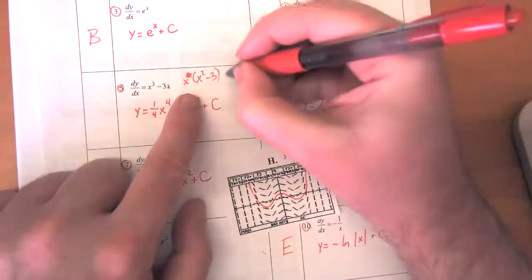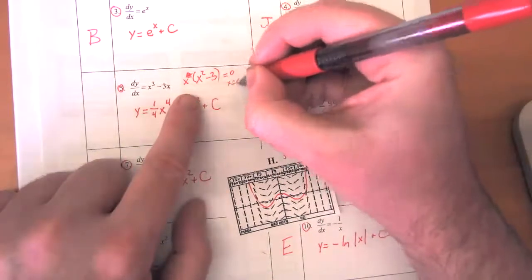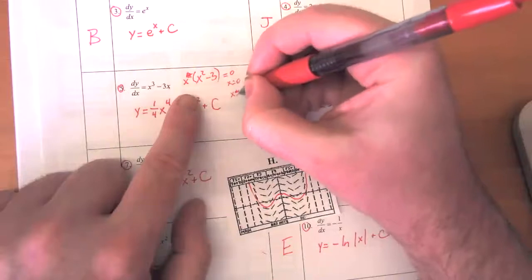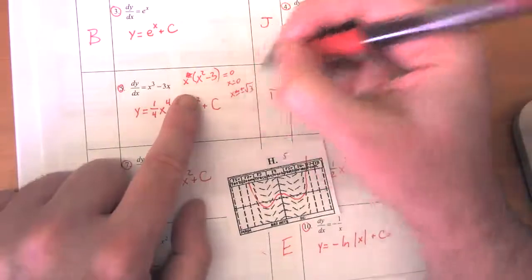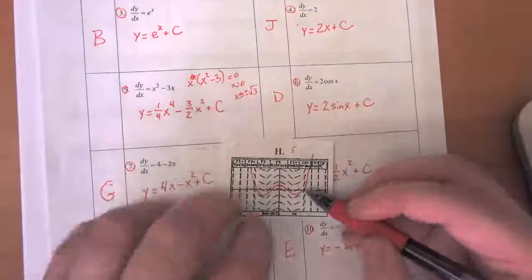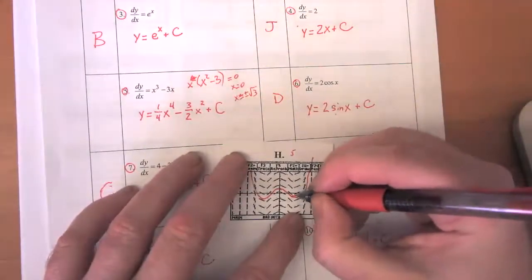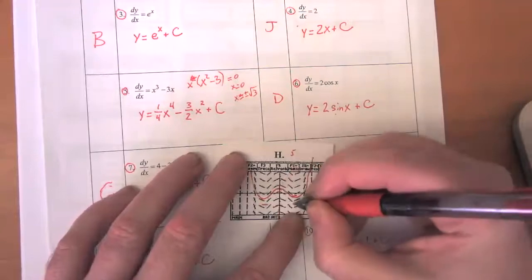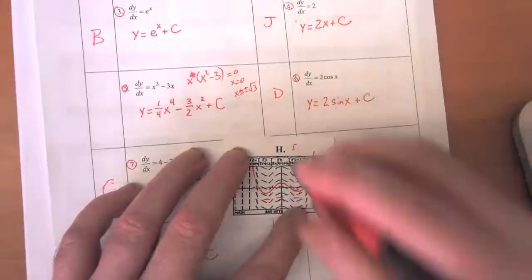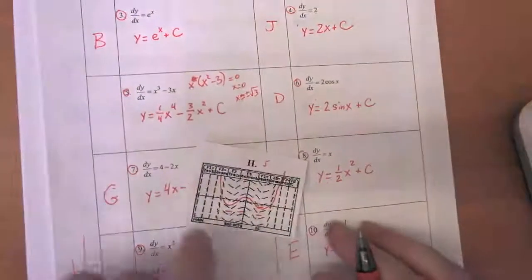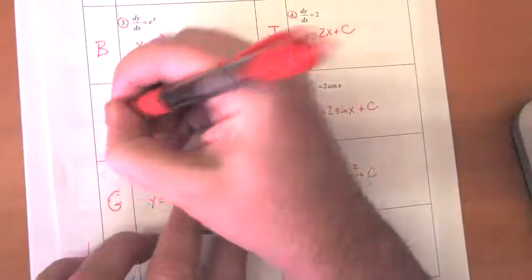So this is equal to 0 when x is 0, or when x is equal to positive or negative the square root of 3. And so you can see that it's going to be flat kind of right about there, and right about there, which is exactly what we see here. So that is H for our last solution.